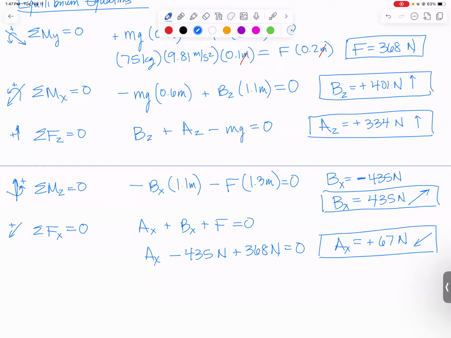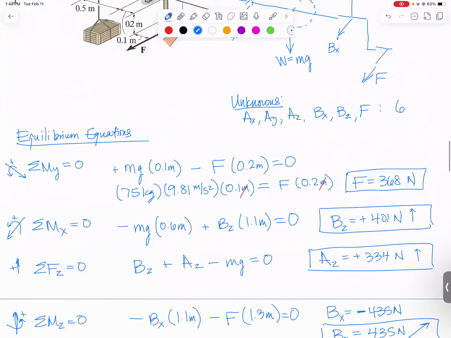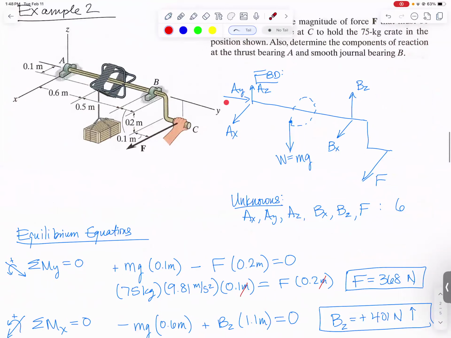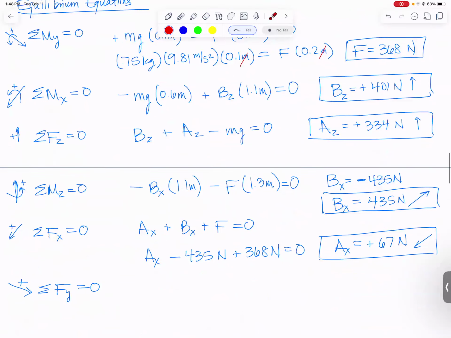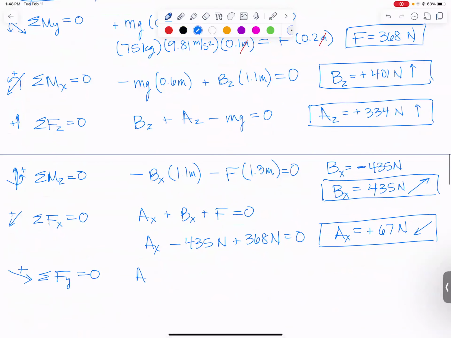All right, we've used 3 moment equations and 2 force equations. Finally, we need to solve for AY. So let's sum forces in the y. That's the one equation I haven't done yet. Summing forces in the y, let's go look at our free body diagram. We've got AY, and every other force on there is in the x or the z direction. So our equation just becomes AY equals 0, because that's the only force in the y direction.